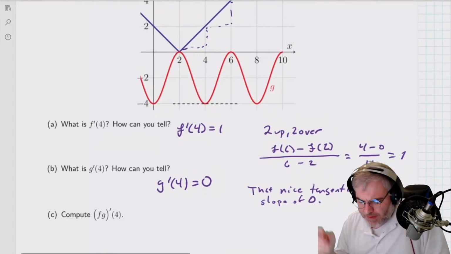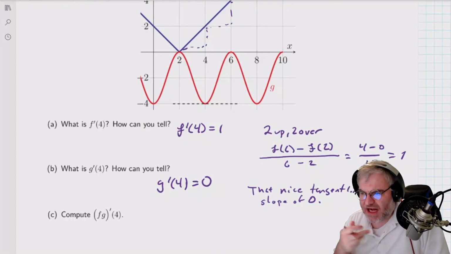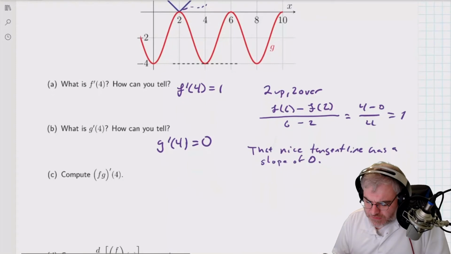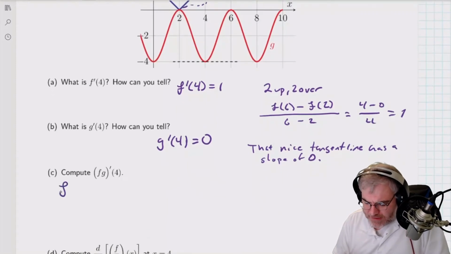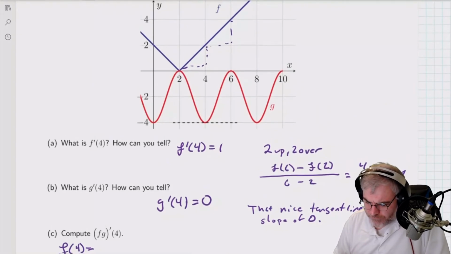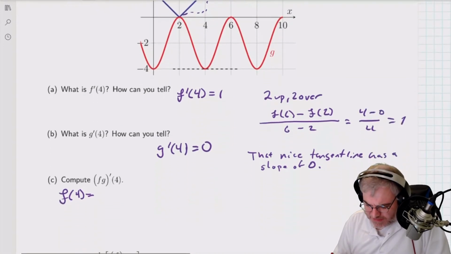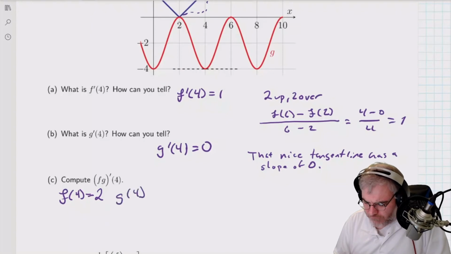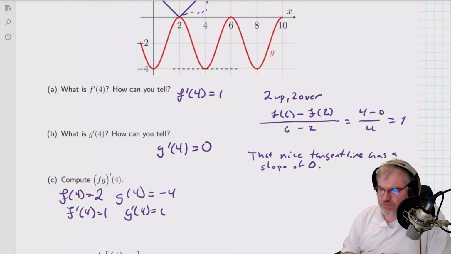So, what am I going to do here? Well, when I do these, I write out all the pieces. So I'm going to actually write what f of 4 is. f of 4 equals 2. And I'm going to be very careful, because remember, these things are not always drawn to the exact same scale. g of 4 equals negative 4. f prime of 4 equals 1. g prime of 4 equals 0. I'm just going to write those things out.